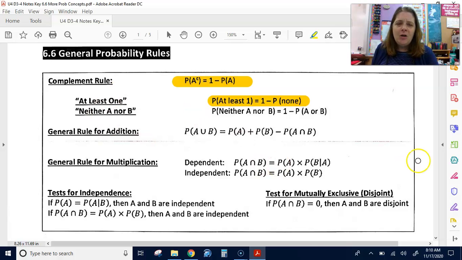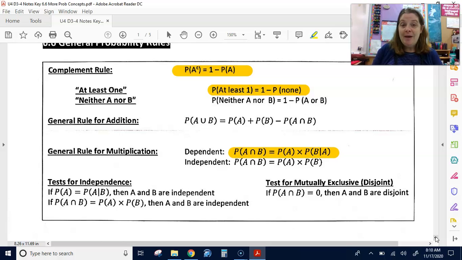Okay. Also, we talked about multiplication. For dependent events, you want to be careful, because if I want to know the probability of A and B happening, I would take the probability of A times the probability of B given A. But if they're independent, the probability of B and the probability of B given A would be the same thing, because independence doesn't change that probability. And so you can just multiply straight. But you have to be careful.